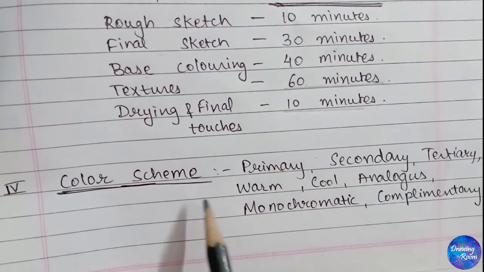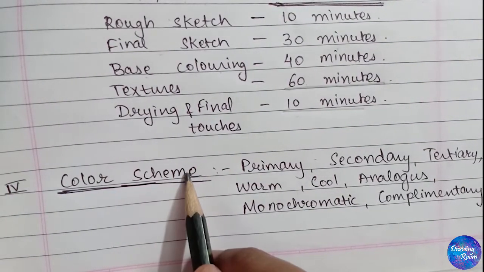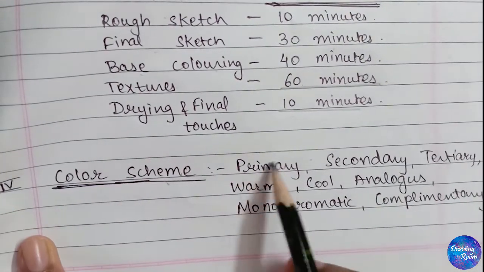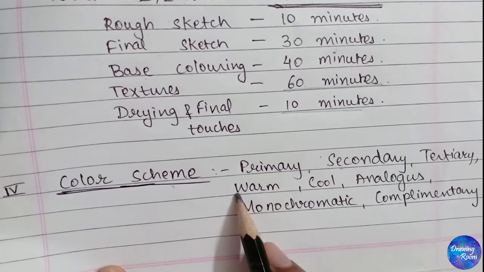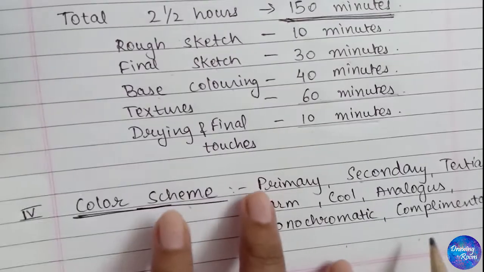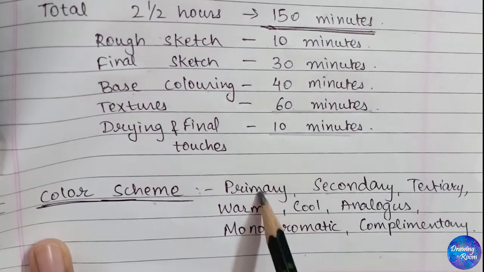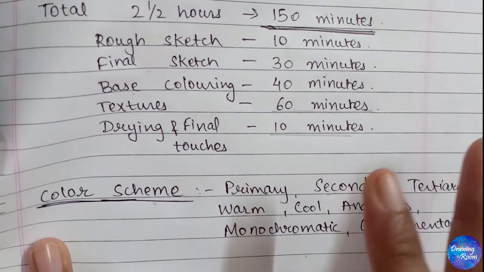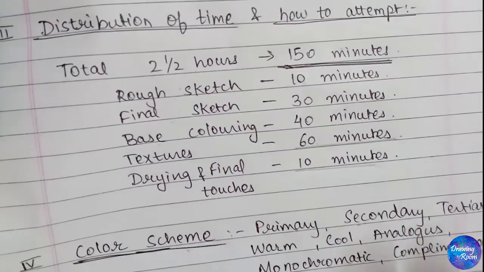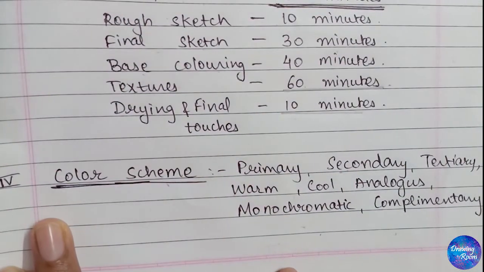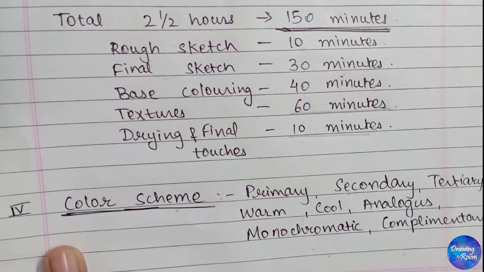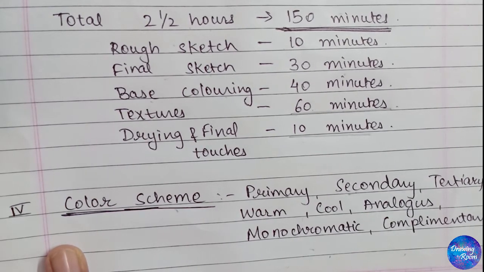Last and most important point in design is color scheme. There are 8 color schemes: primary, secondary, tertiary, warm, cool, analogous, monochromatic and complementary color scheme. You have to choose any one or maximum 2 color schemes and paint your design in an attractive manner. I'll be showing you the 3 main categories of the color scheme: primary, secondary and tertiary now, and we will discuss about the remaining in the next video soon.